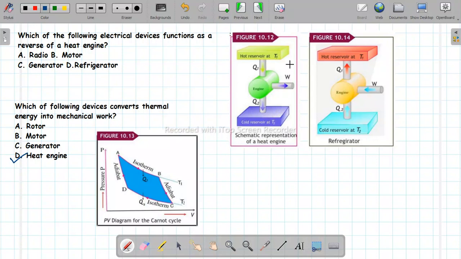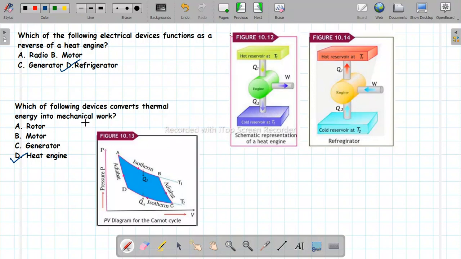This is the heat engine, and the reverse of heat engine is refrigerator. What it does in the refrigerator, heat is flowing from the body at low temperature to the body at high temperature. But then again, because this is against the natural phenomena, we'll have to do an additional amount of work to force the heat to go from low temperature to the high temperature. So the device which is the reverse of heat engine is the refrigerator.